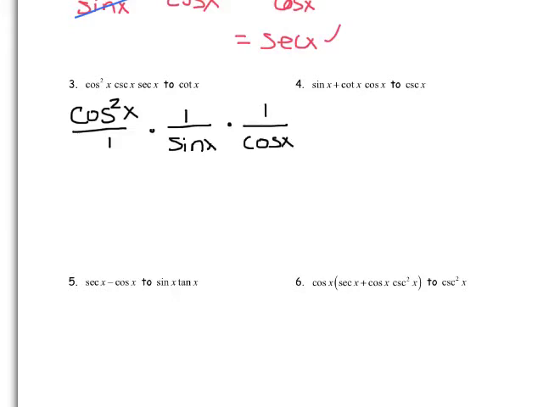All right, so what ends up happening is I have this square and I have this cosine, and they end up crossing off. And when you go across the top now, all you have is a cosine on top and a sine on bottom, which is cotangent.